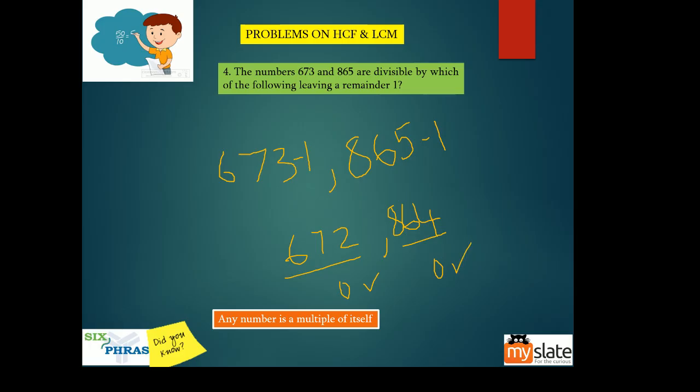I want you to pause the video and think about it. Which number can divide 672 and 864 and give the remainder 0 and 0? So pause the video now. I hope you got some answers.